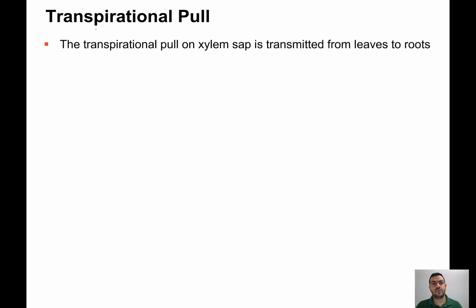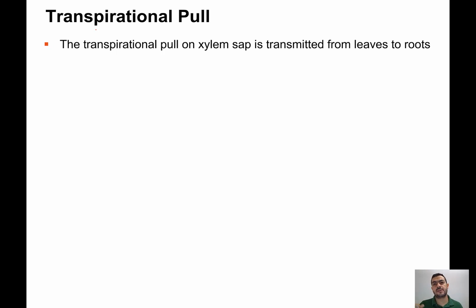So what actually generates the force that will move the xylem sap? As you know, the minerals dissolved in the water that will be transported through the xylem is called the xylem sap, similar to the phloem sap, which we have discussed before. The sugars dissolved in this aqueous solution moved by the phloem is called phloem sap. Here we have xylem sap.